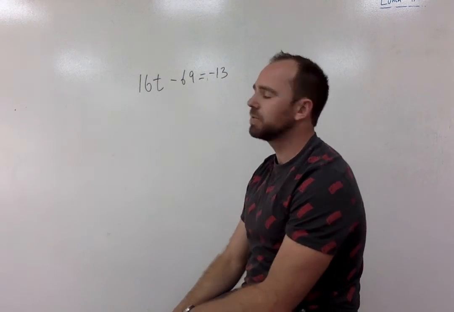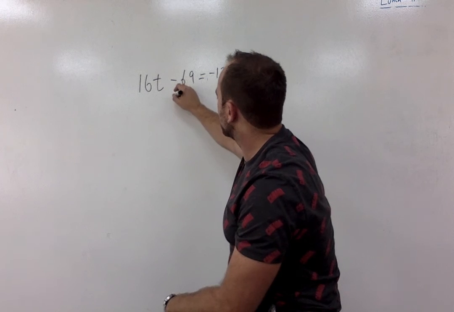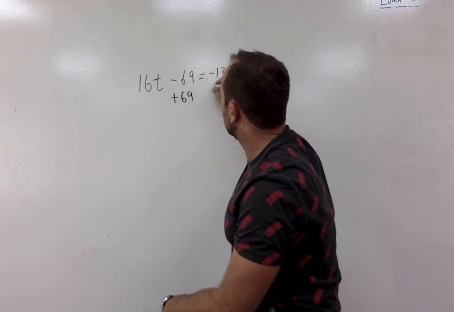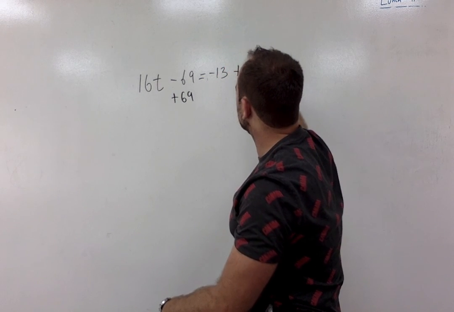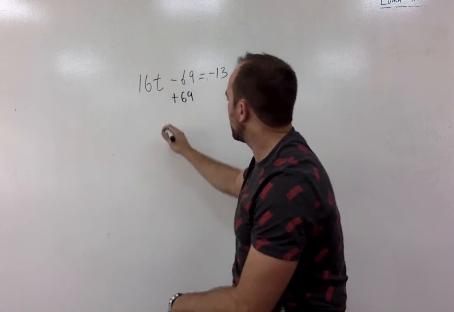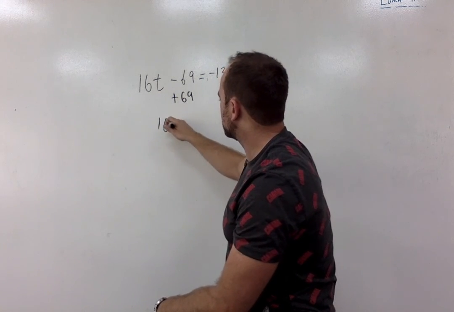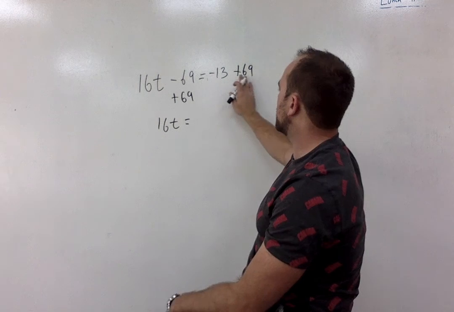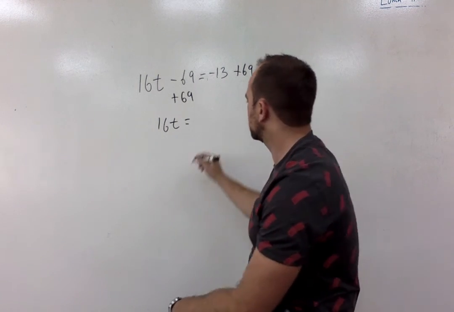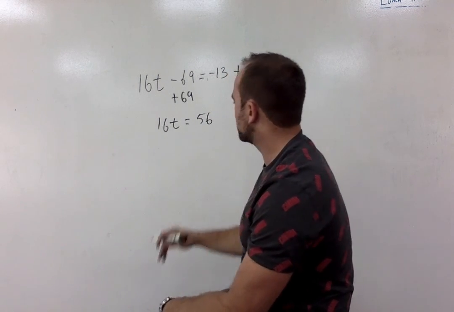Okay, so I need to eliminate this negative 69. So I'm going to add 69 to both sides, plus 69. So now I have 16t equals, so I have 69 minus 13, and I get 56.